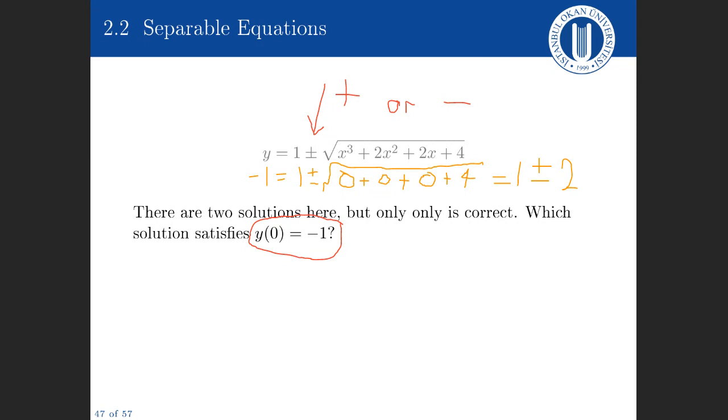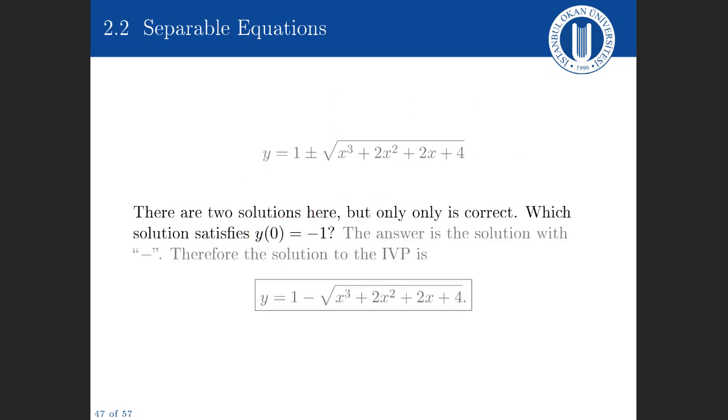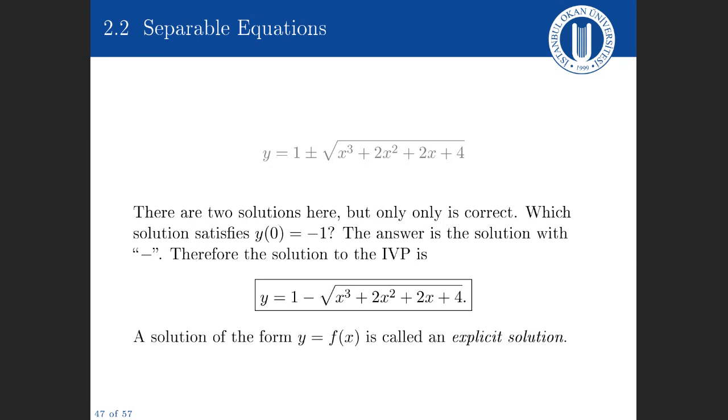The correct answer is that we need to choose the minus. So the solution to the initial value problem is y is equal to 1 minus the square root of x cubed plus 2x squared plus 2x plus 4. A solution like this, a solution where we can write y as a function of x, is called an explicit solution.